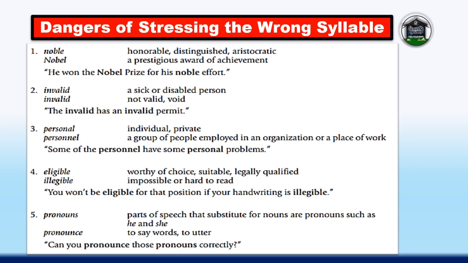He won the Nobel Prize for his noble effort. Invalid, invalid. The invalid has an invalid permit. Personal, personnel. Some of the personnel have some personal problems. Eligible, illegible. You won't be eligible for that position if your handwriting is illegible. Pronouns, pronounce. Can you pronounce those pronouns correctly?